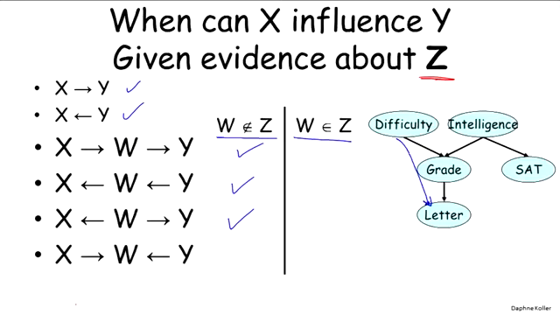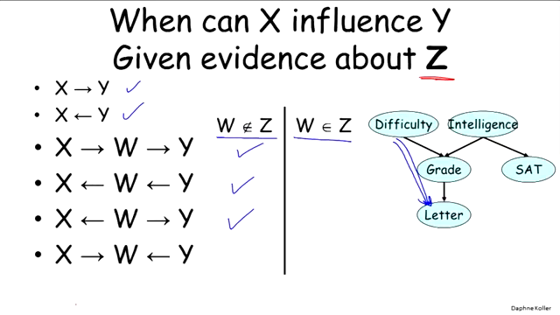This is just demonstrating the flow of influence. Let me draw a double line. So now the question is, we know that observing difficulty can change my distribution in the value of the letter. But what if I tell you the grade? That is, I know the student got an A in the class.